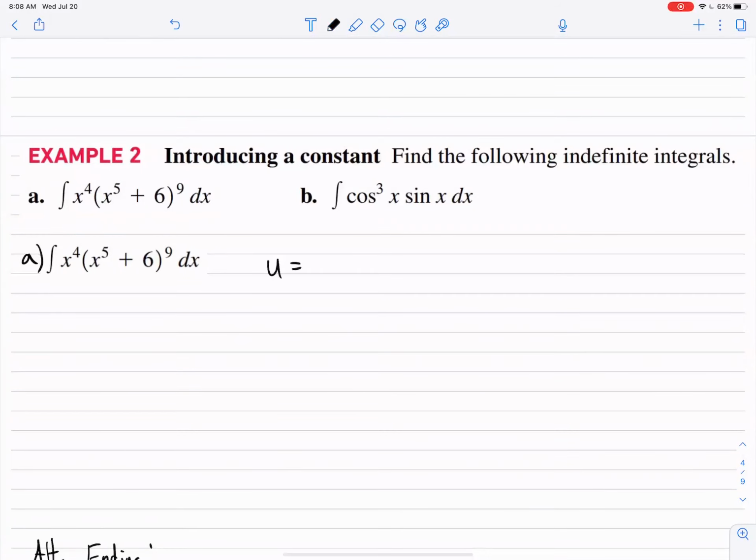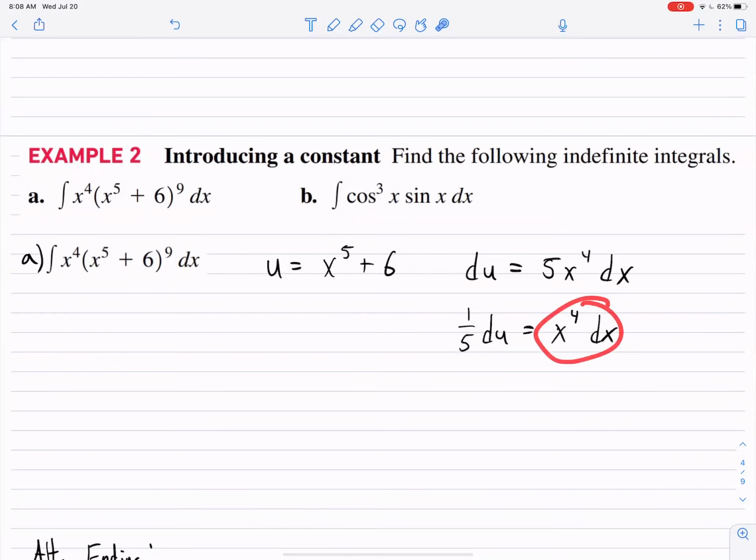And so if we let u equal x to the 5th plus 6, then the derivative du is 5x to the 4th dx. This is not quite what's there, right? This is x to the 4th dx, but then there's a 5 here. So how can we reconcile this? Let's divide by 5. And so you get 1/5 du equals x to the 4th dx. Now this is sitting right here for us, ready to go.